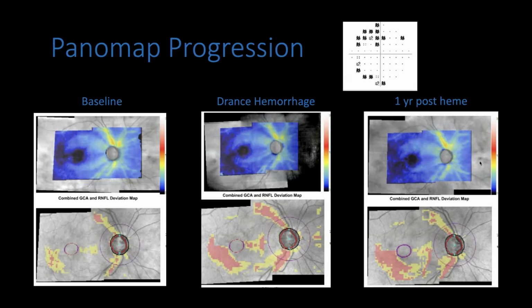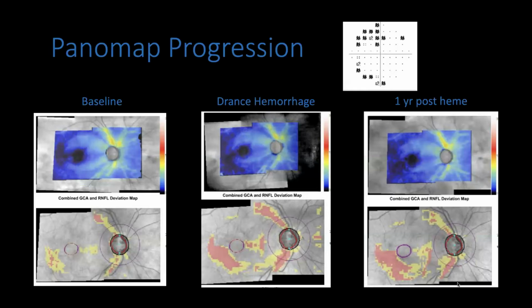You can see here there's a nerve fiber layer defect that's occurring, and that's the baseline. If you follow it over time and look at one time there was an advanced hemorrhage, you see there are more changes happening in the ganglion cell layer. And the defect in the nerve fiber layer is increasing, not only inferiorly where the advanced hemorrhage is happening, but even superiorly.